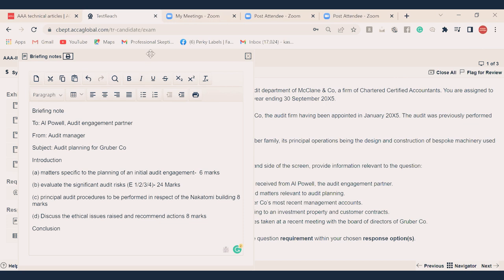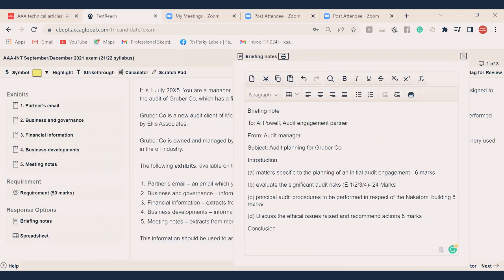Now, this is the briefing note in front of your screen. And in the briefing note, you have everything ready. You just need to fill it up. So in the first 5 minutes of your question number 1, you open the 2 windows, right? Which 2 windows? The partner email and the briefing note. And you take information from the partner email and you dump it into the briefing note. So within 5 minutes, the briefing note is ready.